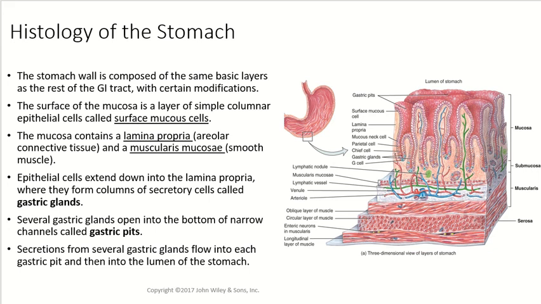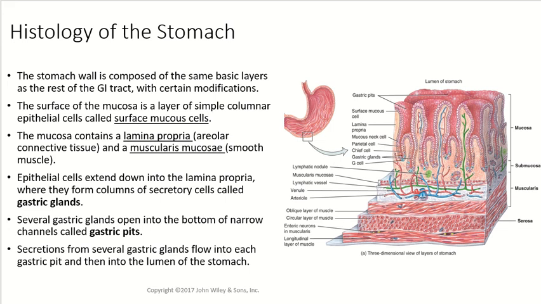So the stomach is going to be composed of the same basic layers as the rest of the GI tract, but there are going to be certain modifications that need to be made in order for it to do its job properly. The surface of the mucosa is going to be a layer of simple columnar epithelial cells. These are called the surface mucous cells. And then the mucosa is going to contain a lamina propria, which again is made up of areolar connective tissue. And then there is also the muscularis mucosae layer. This is made up of smooth muscle.